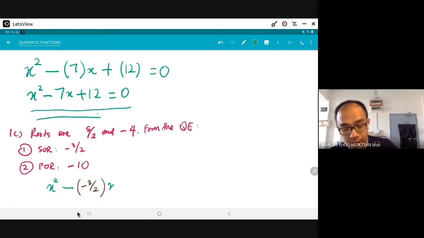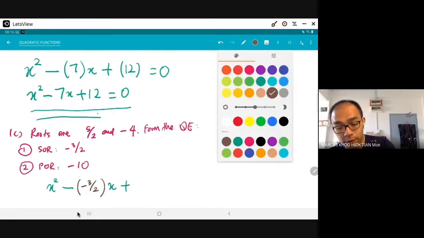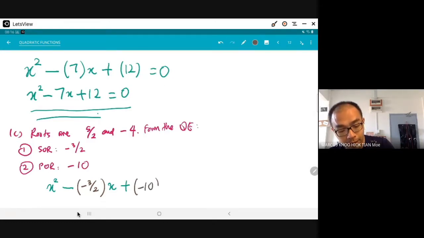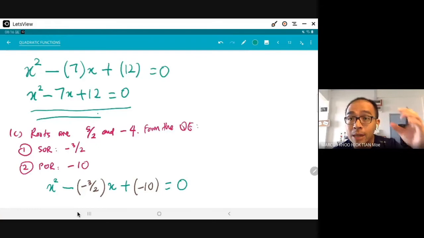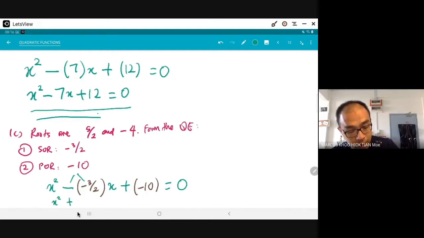Nanti kita settle lepas buka kurungan. Plus, and then the product of roots is negative 10. And then of course, because it's quadratic equation, kamu kena kasih sama dengan kosong. Lepas kamu masuk dalam template, baru kamu selesaikan. So, since this is a negative and negative, it will become positive lah. X squared plus 3 over 2x. But this one is positive and negative, kan? So, it will become minus 10 equals to 0.